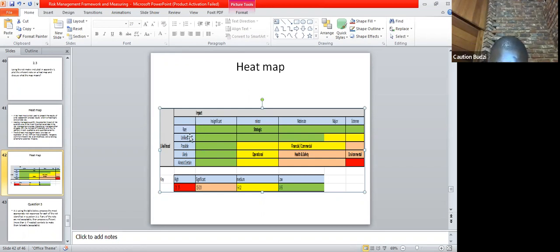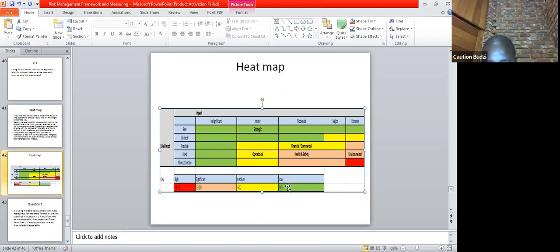On strategic, it's rare, but if it happens, the magnitude is minor. So it's represented by a scale of 2. A scale of 2 is within our low category, 0 to 5. So it's in our green category, which is low. So basically, this is our heat map.